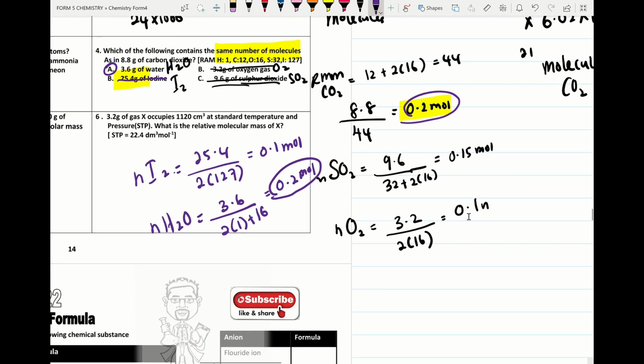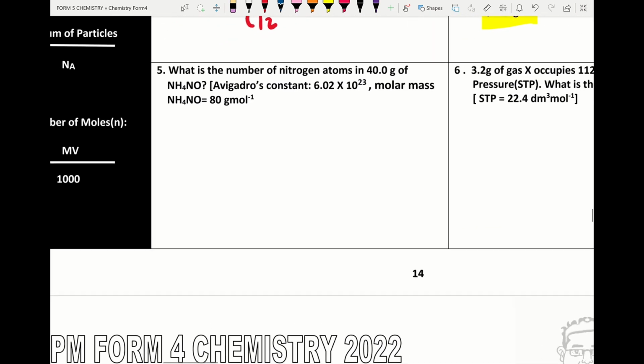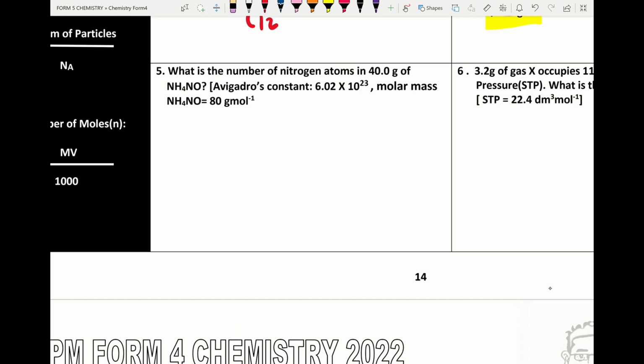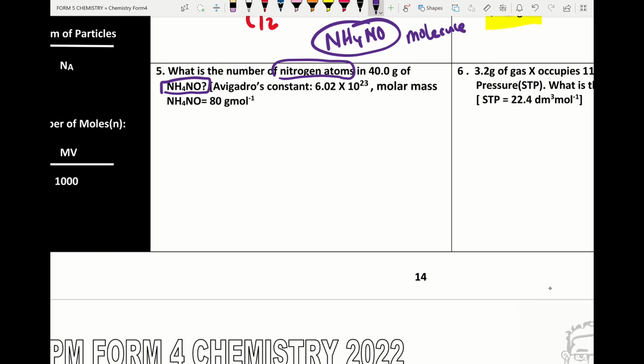All right, we move on to the next question. Look at this question. We try to do this question. What is the number of nitrogen atoms in NH4NO3? So please remember NH4NO3 is a molecule. This molecule contains 2 nitrogen atoms. All right, 2 nitrogen atoms. And here we are given mass.